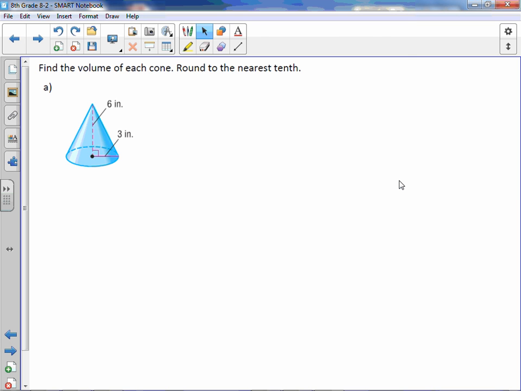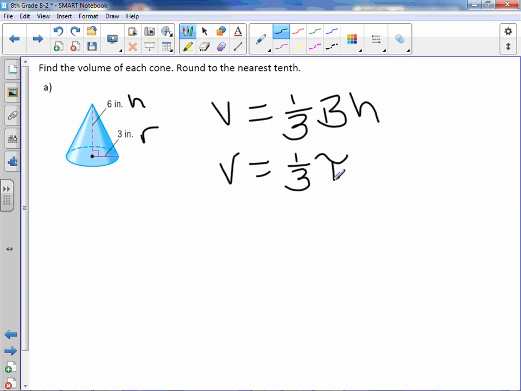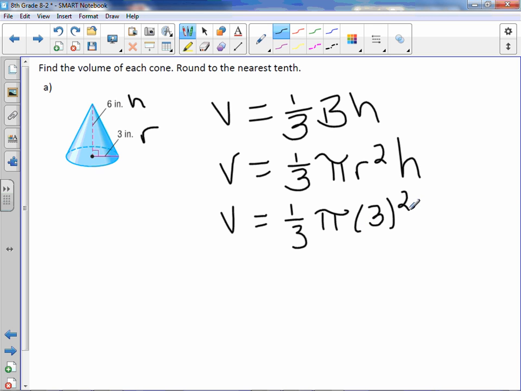Find the volume of each cone, round to the nearest tenth. So here we have our radius and our height. Volume equals 1/3 big BH, but the area of the base can be substituted with pi r squared. So 1/3 pi r squared h. Plug in what we know. 1/3 pi, radius is 3, and height is 6.